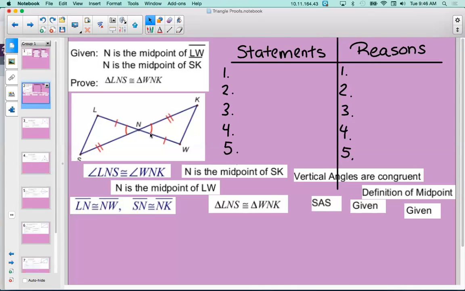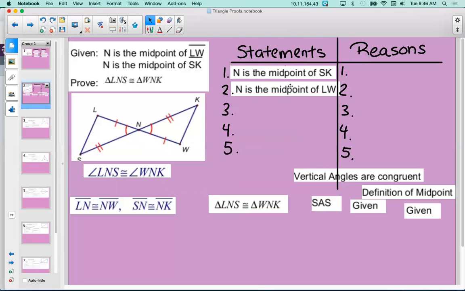And it looks like we got enough information to use side angle side. Remember, it's got to be side angle side because the angle's in between the 2 congruent side pairs. All right, let's go ahead and put our given information in there. N is the midpoint, and N is the midpoint of this segment. And both those are given. So far, so good. I'm going to do my vertical angle pair.